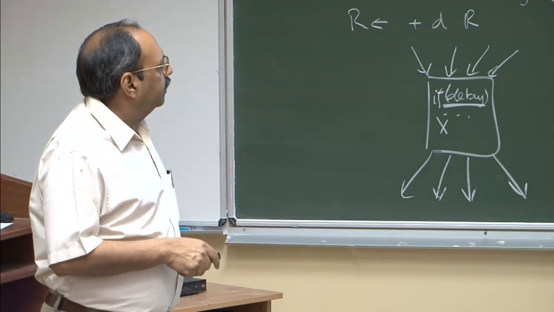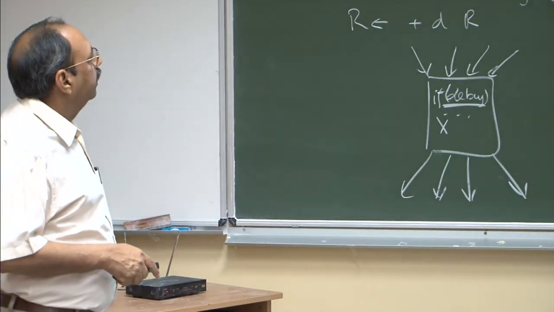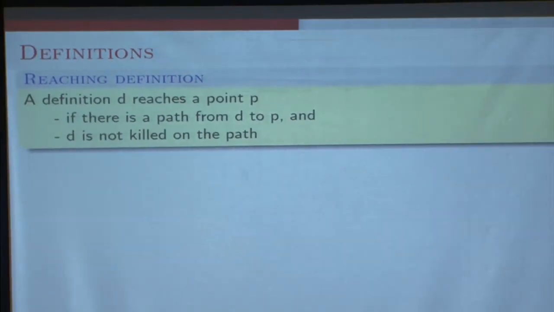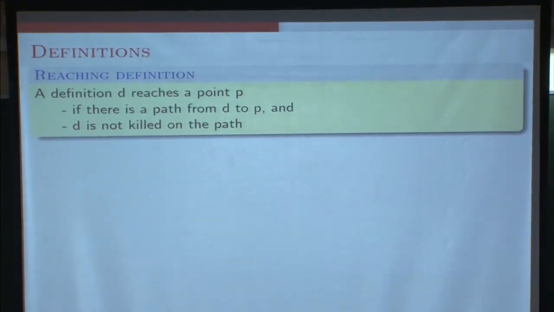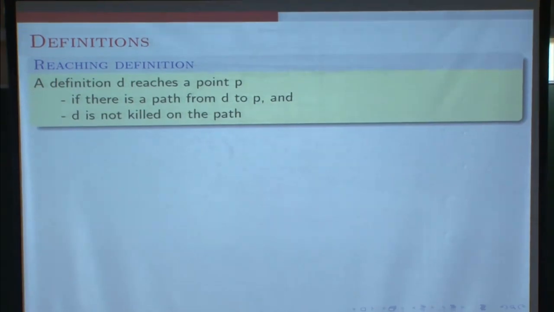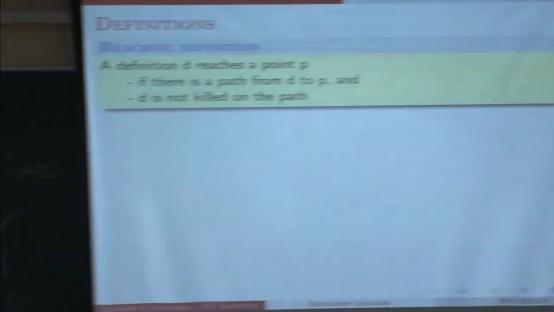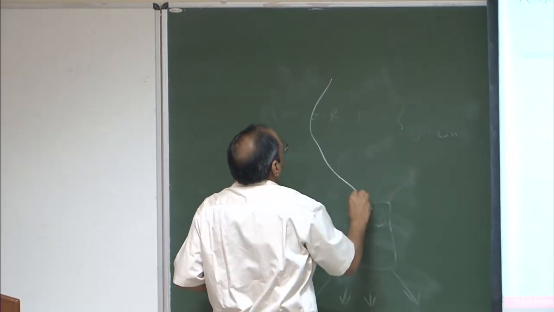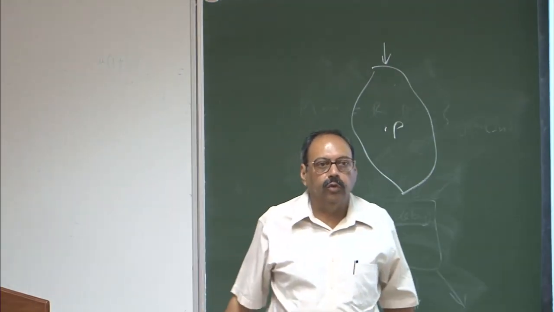Since I'm just giving you a glimpse into what happens here, let me skip some of these property materials and straight away come to some definition, which will tell you how I model these solutions, saying that although I have infinite paths, I can talk only about finite properties over these paths. So we define something called a reaching definition. Suppose I have a control flow graph, and this is a program point T, and this is the entry into the control flow graph.